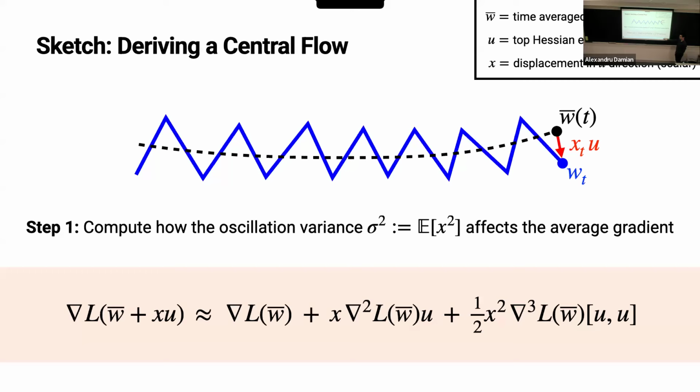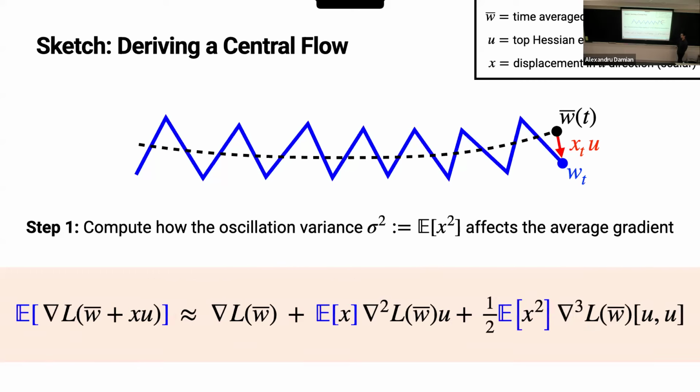So this is a single gradient, and I want to compute the average gradient. So I'm just going to take an expectation on both sides. And here the only thing that I'm assuming is changing is x. Over short timescales, I'm going to assume that u is the same, W bar is the same, and I'm just going to assume that x is changing. And now we have some simplifications.